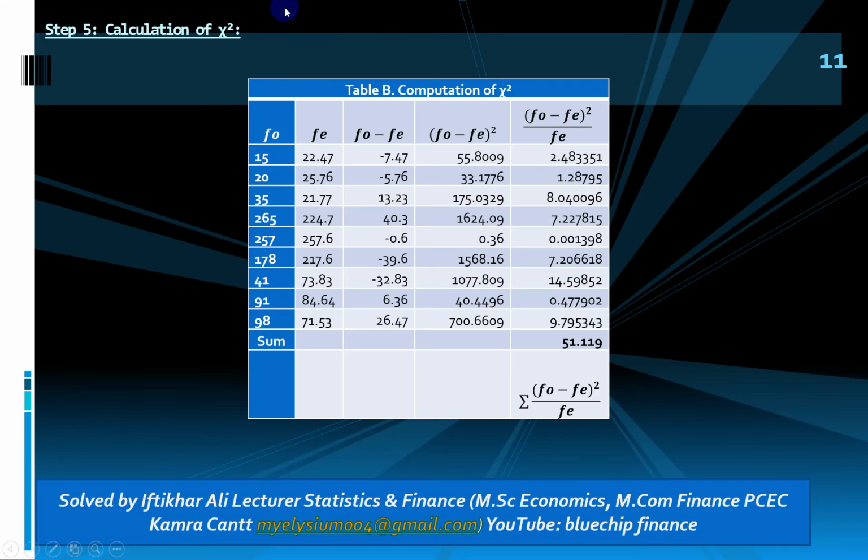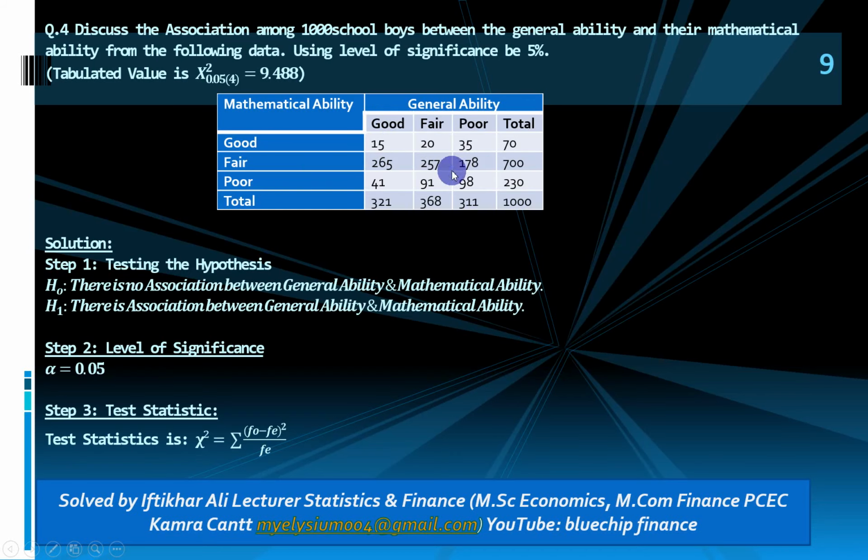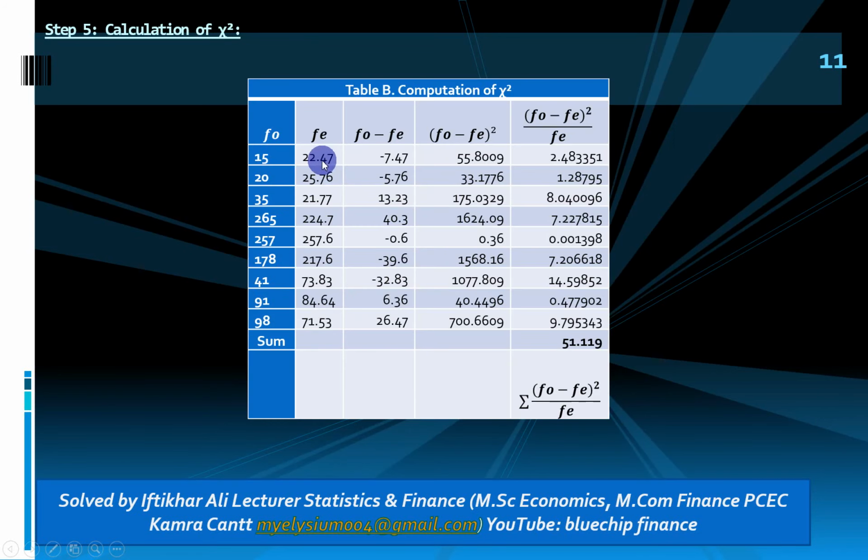Fifth step is the calculation of chi-square. So observed frequencies are given in the table here. Expected frequencies are given here, so just take these observed and expected frequencies, subtract these two, take the square, and finally each square will be divided by the relevant expected frequency. 55.8009 divided by 22.47 and so on, and the sum is 51.119, so it is your calculated value of chi-square.